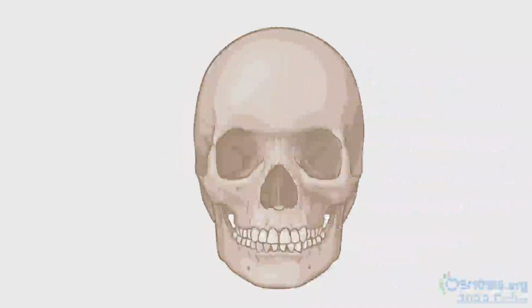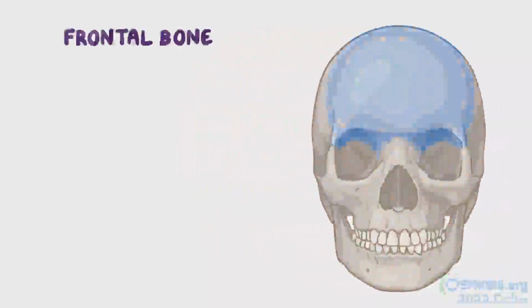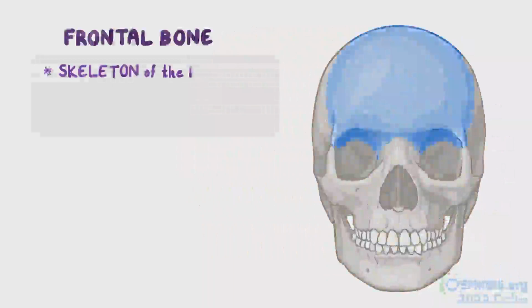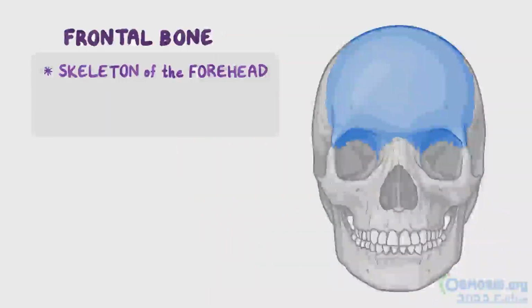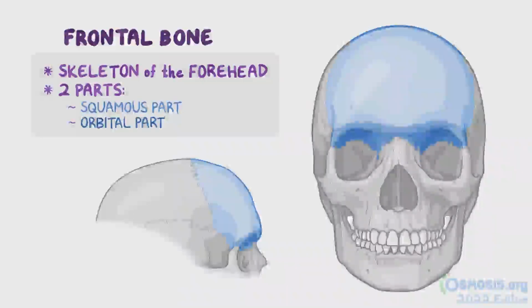Alright, now let's switch gears and look at the bones of the neurocranium, starting with the frontal bone. The frontal bone forms the skeleton of the forehead and protects the frontal lobes of the brain. It's an unpaired, flat bone that has two parts: the squamous part, which is flat and vertically oriented, and the horizontally oriented orbital part, which forms the anterior floor of the cranial cavity and the roof of the orbits.